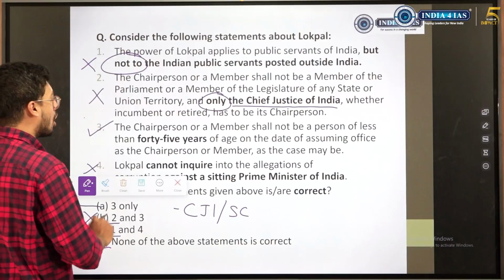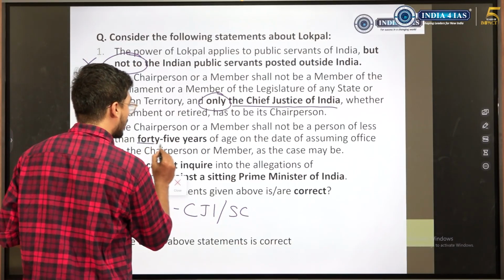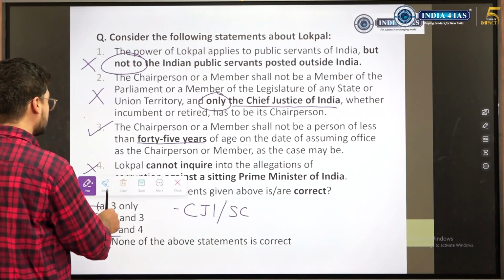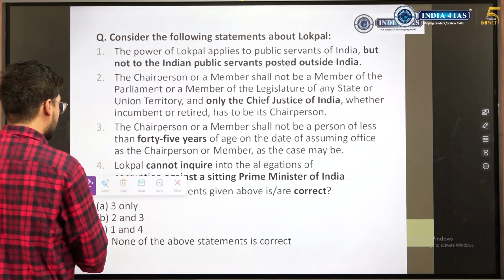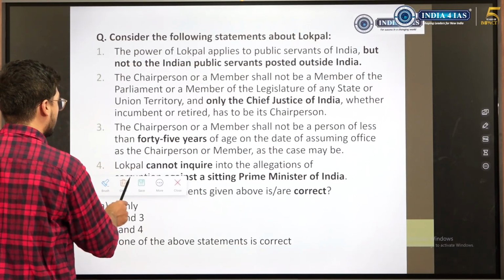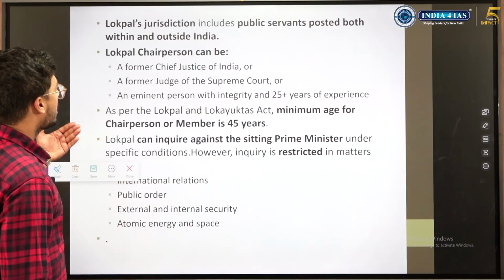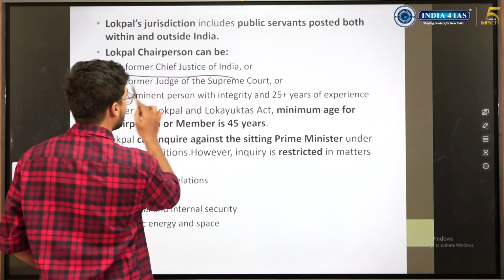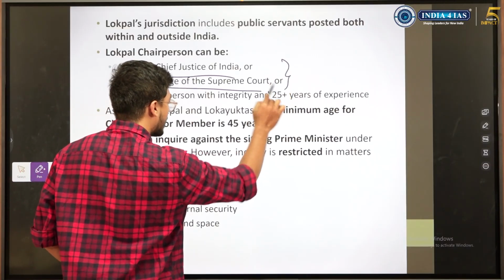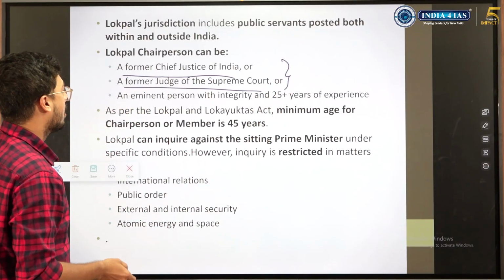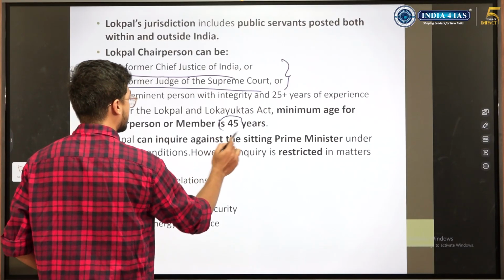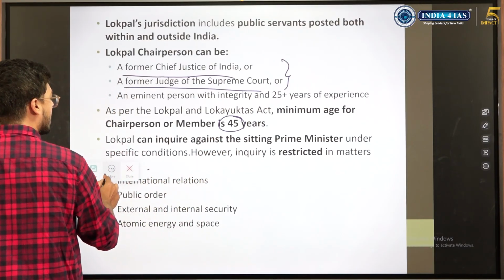A chairperson should not have been less than 45 years. This is one of the things which is mentioned in the Lokpal. ಆದರೆ ಇದನ್ನ ಓದಿಲ್ಲ ಅಂದ್ರೆ ನಾವೇನ್ ಮಾಡ್ತಿದ್ವಿ, ಡಿ ತಗೊಂಡ್ಬಿಡ್ತಿದ್ವಿ. ಬಟ್ ಆನ್ಸರ್ ಇಸ್ ಎ. Lokpal jurisdiction, public servants posted outside also, like I said, former chief justice or former judge of Supreme Court. ಈ ವೇಡ್ ಯಾವಾಗಲೂ ಜೊತೆಗೆ ಇದ್ದೇ ಇರುತ್ತೆ, ನೀವು ಯಾವ ಬಾಡಿನಾದ್ರೂ ನೋಡಿ. As per Lokpal Lokayukta, minimum age of chairperson should be 45 years. This is not which we would have expected.